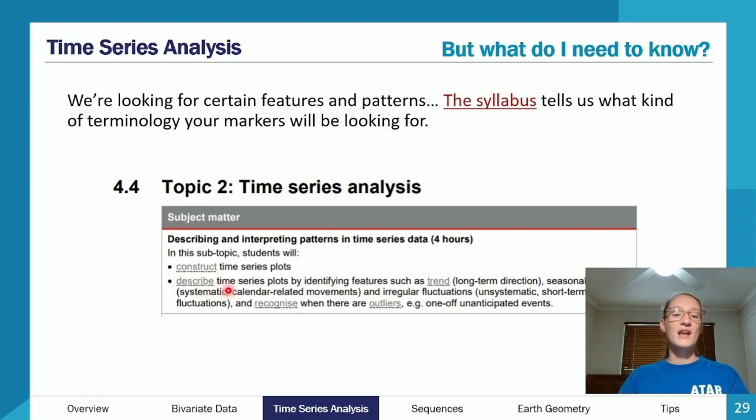And then the second point is that you actually need to be able to describe time series plots by identifying features such as trend, which the syllabus defines as long-term direction, so that overarching pattern. Seasonality, which is systematic calendar-related movements, irregular fluctuations, and also outliers.